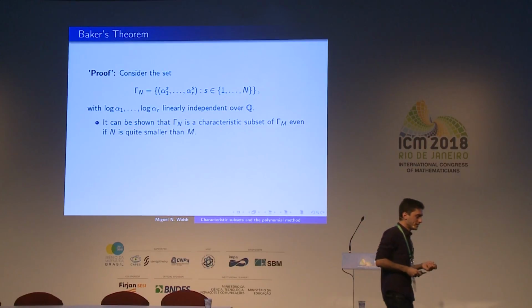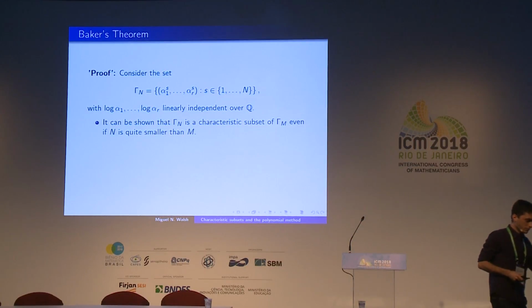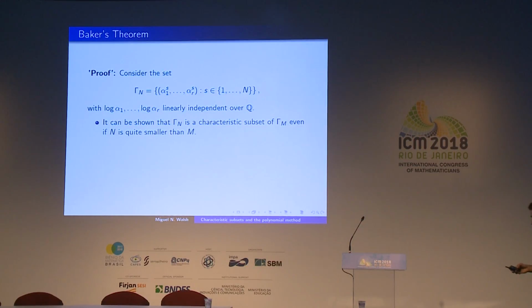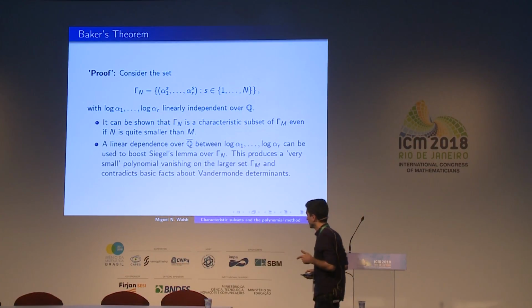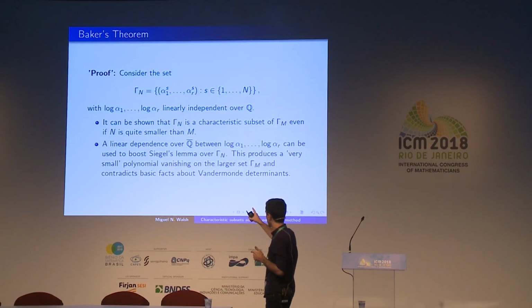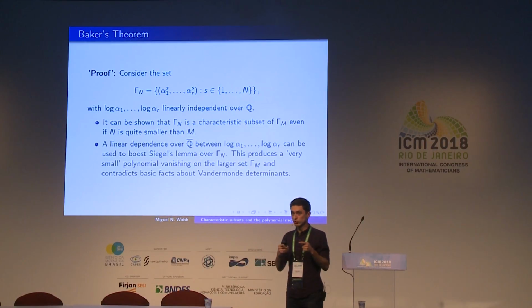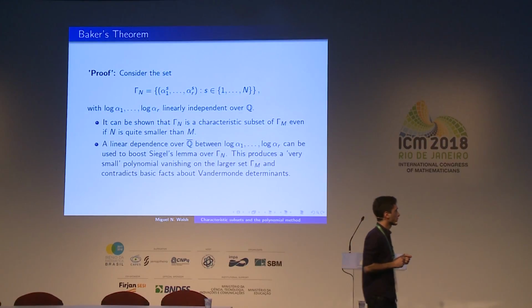And again, similarly to how it was in Baker's proof, you proceed by contradiction and use a dimension counting argument. So assume for contradiction that a linear dependence exists over the algebraic numbers between the logarithms of these numbers, which is what we want to prove doesn't happen. And this linear dependence can be used to boost the dimension counting argument.